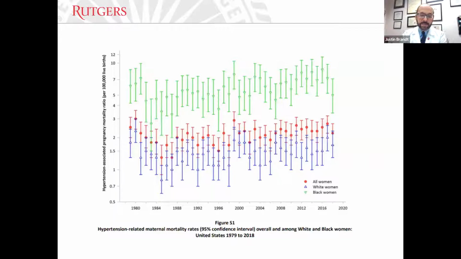And in this figure, we see hypertension-related maternal mortality rates overall and among Black and white women. The red lines indicate the mortality rates and 95% confidence interval for everyone. And then the green represents the mortality rates for Black women and blue for white women. And we see a significant disparity between hypertension-related maternal mortality rates that persisted during the study period, at least 3 to 4-fold higher rates of hypertension-associated maternal mortality for Black women compared to white women. And again, this was preserved during the study period.